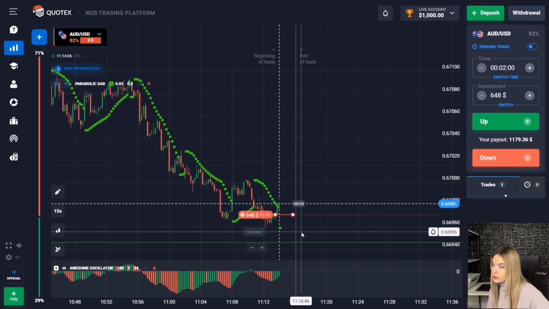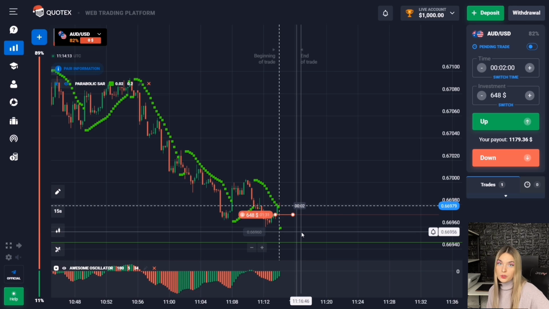a green histogram is also being formed, and a couple of dots have already appeared. This situation can also be counted as an error because the general price movement is going down. And so guys, let's wait for the result.